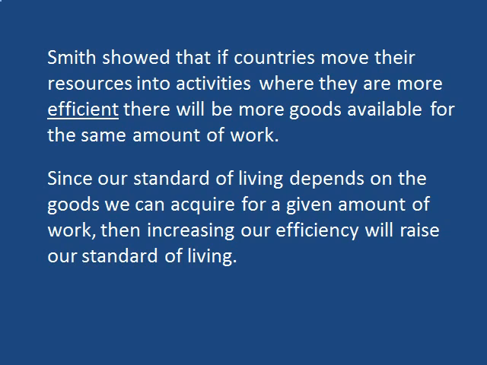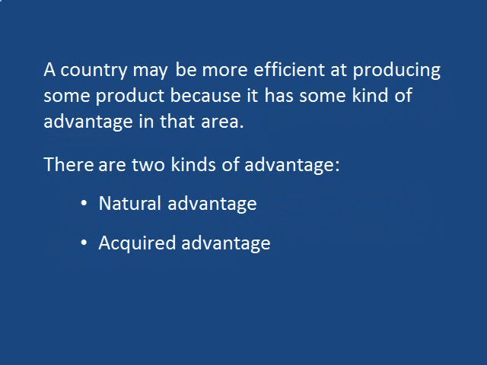Smith showed that if countries move the resources into activities where they are more efficient, there will be more goods available for the same amount of work. Since our standard of living depends on the goods we can acquire for a given amount of work, then increasing our efficiency will raise our standard of living. A country may be more efficient at producing some product because it has some kind of advantage in that area. There are two kinds of advantage: natural advantage and acquired advantage.